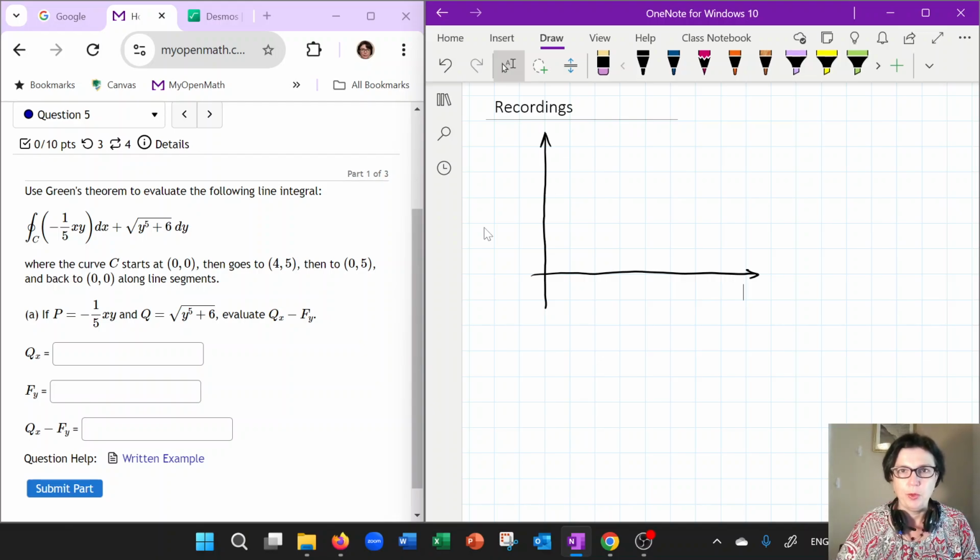In this video, we are going to take a look at one more example of Green's theorem, and this one is going to be a triangle curve. Let's take a look at what it looks like.